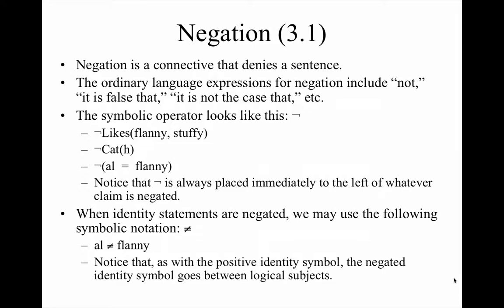We can articulate the negation of an identity statement either, as you see in the third example, as "it's not the case," parenthetical, "Al is identical with Flanny," close parenthetical. We also have in our notation toolbox the identity symbol with a cross through it. That slash tells us that it's not the case that x and y are identical.